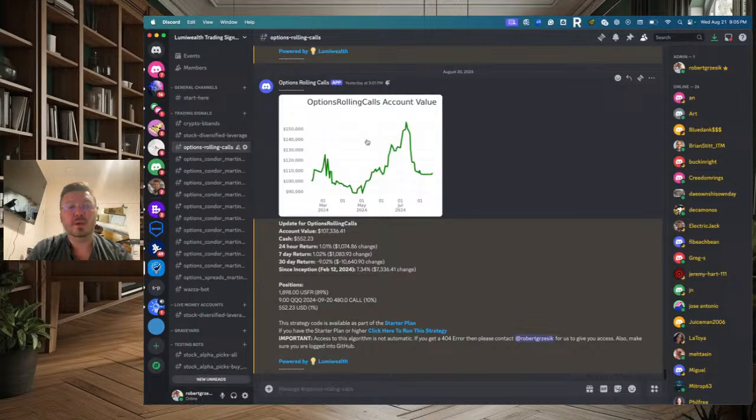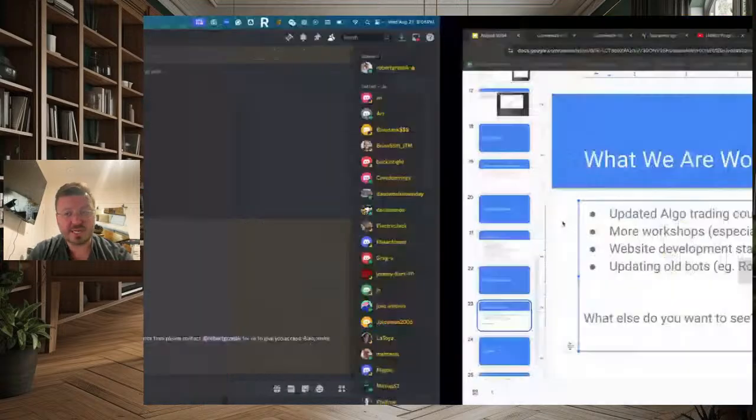So what I was working on is improving rolling calls to be able to trade more at a time. We could also make it trade with put options and also add configurations. So we're improving the rolling calls strategy.